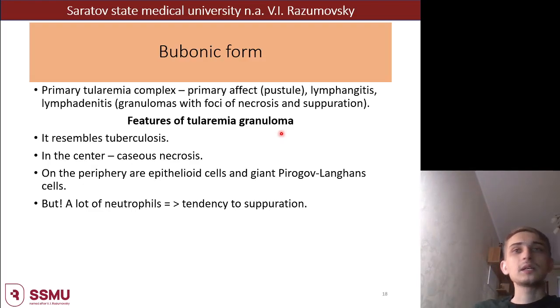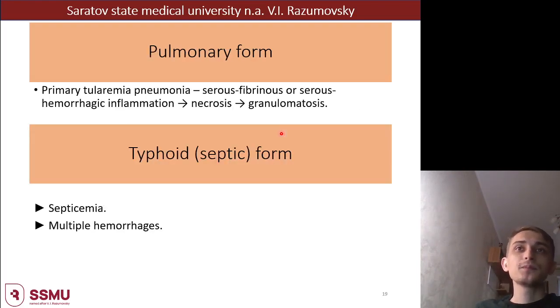Features of the granuloma in tularemia are the same as the tuberculosis one. In the center, we may see caseous necrosis, and on the periphery epithelioid cells and giant cells of Pirogov-Langhans. But the special characteristic of tularemia granuloma is formation of suppurative inflammation in this area, and we can see accumulation of neutrophils. Pulmonary tularemia is associated with serous fibrinous or serous hemorrhagic inflammation, development of necrosis, and formation of granulomas in the lungs. The typhoid or septic form of tularemia is associated with septicemia and multiple hemorrhages.